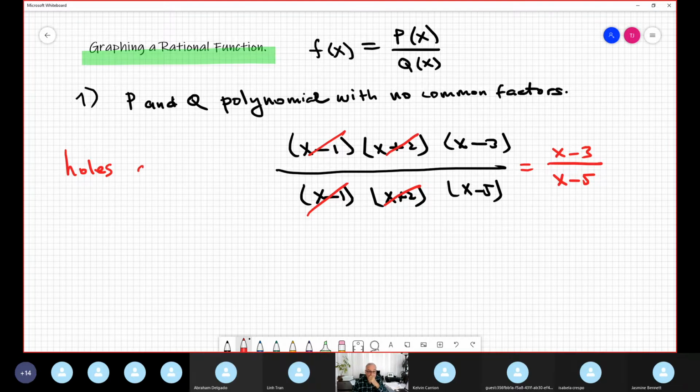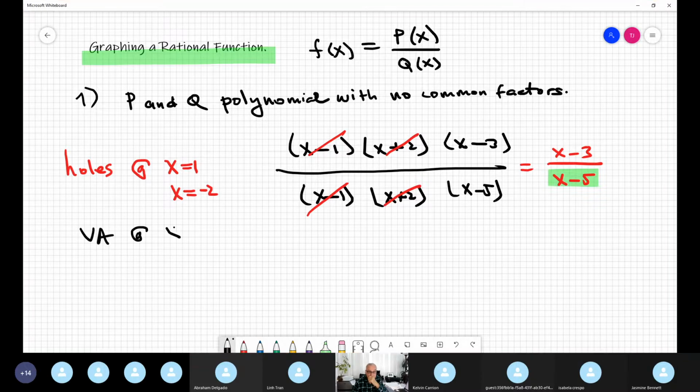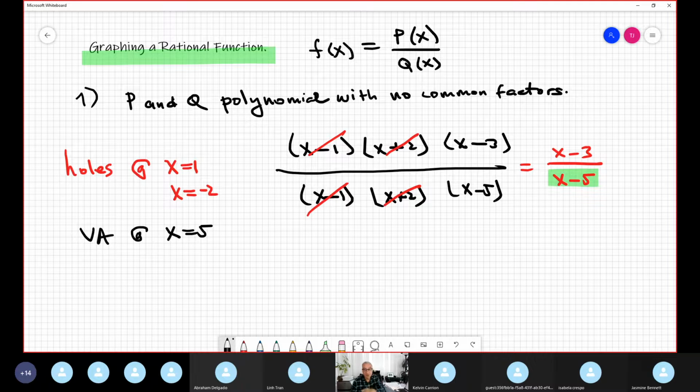At x equals 1 and at x equals minus 2 is a hole. And what about this guy? This is a vertical asymptote. So we have a vertical asymptote at x equals 5. And by the way, everything is undefined, for different reasons, but it's undefined. Okay, the conclusion. Fantastic conclusion.